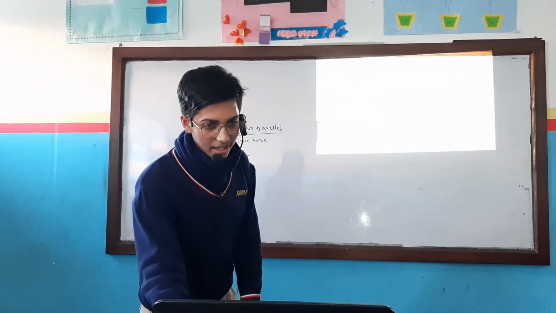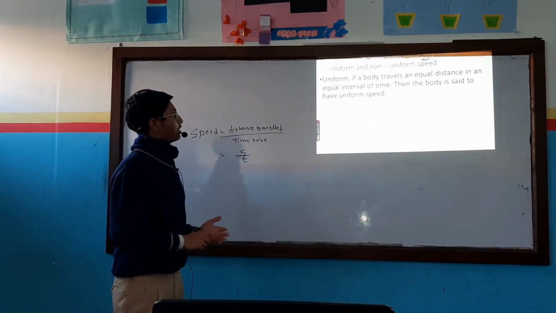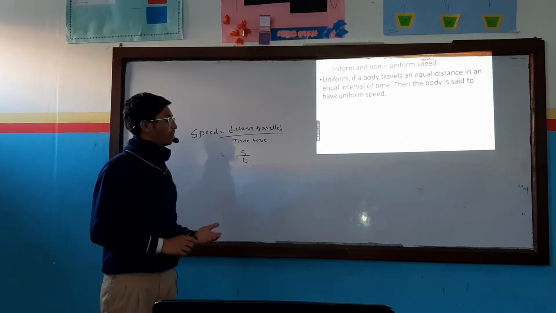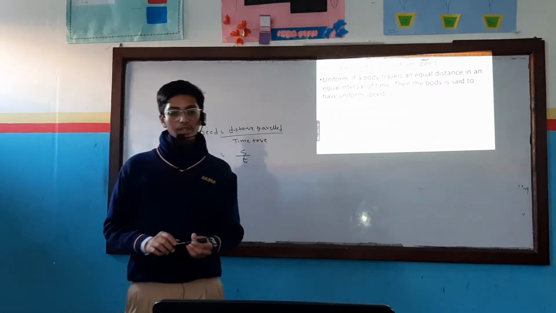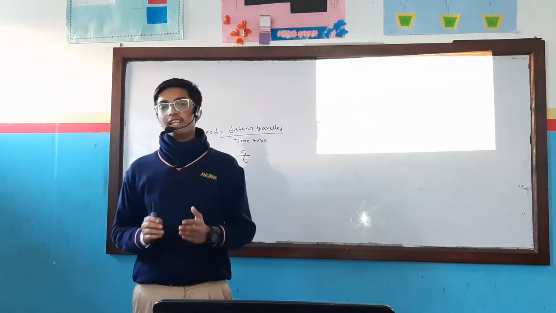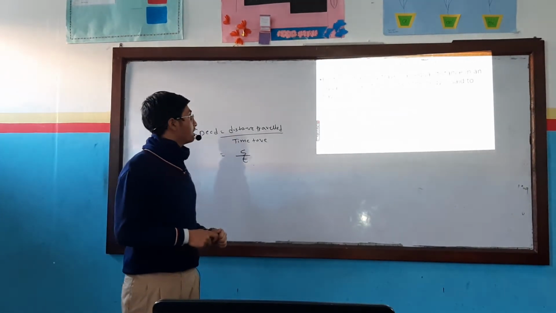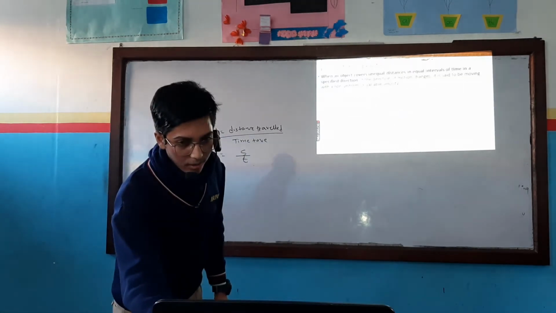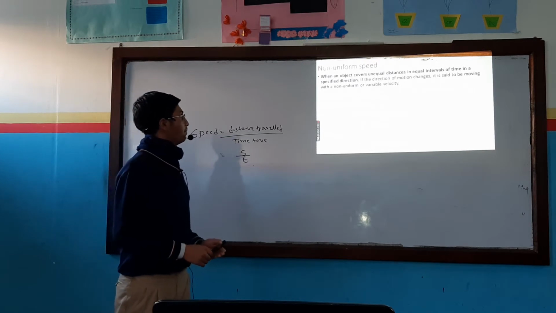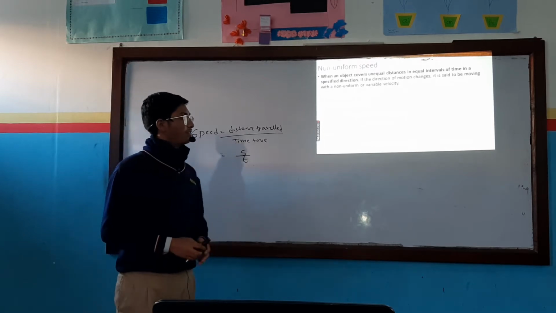Likewise, our next topic is uniform and non-uniform speed. Uniform speed: if a body travels an equal distance in each interval of time, then the body is said to have uniform speed. It means that when a body moves in a particular direction and the time and the distance remain constant, then it is known as uniform speed. Likewise, non-uniform speed is when a body covers unequal distances in equal intervals of time in a specific direction.